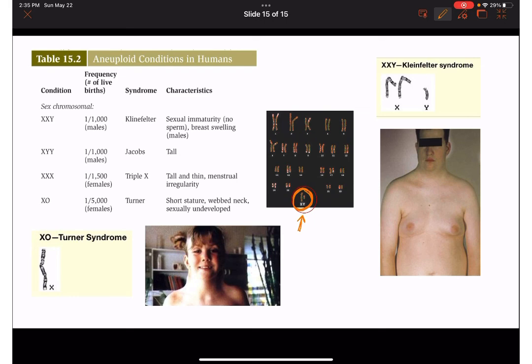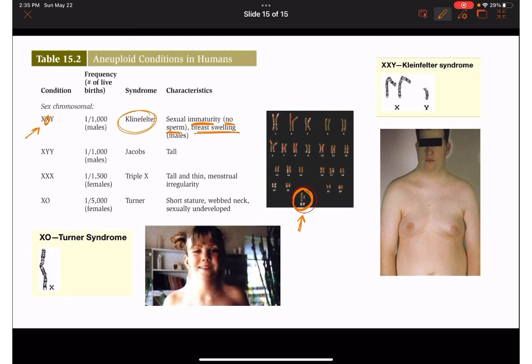So in males, for instance, one of those conditions is if you have triploidy, and specifically you have an extra X chromosome. So you have an XXY condition, and this is known as Klinefelter syndrome. And these are genetic males, but because of this extra X chromosome, it can have some sexual repercussions. It can result in sexual immaturity, including a lack of sperm production, and it can also result in breast swelling.